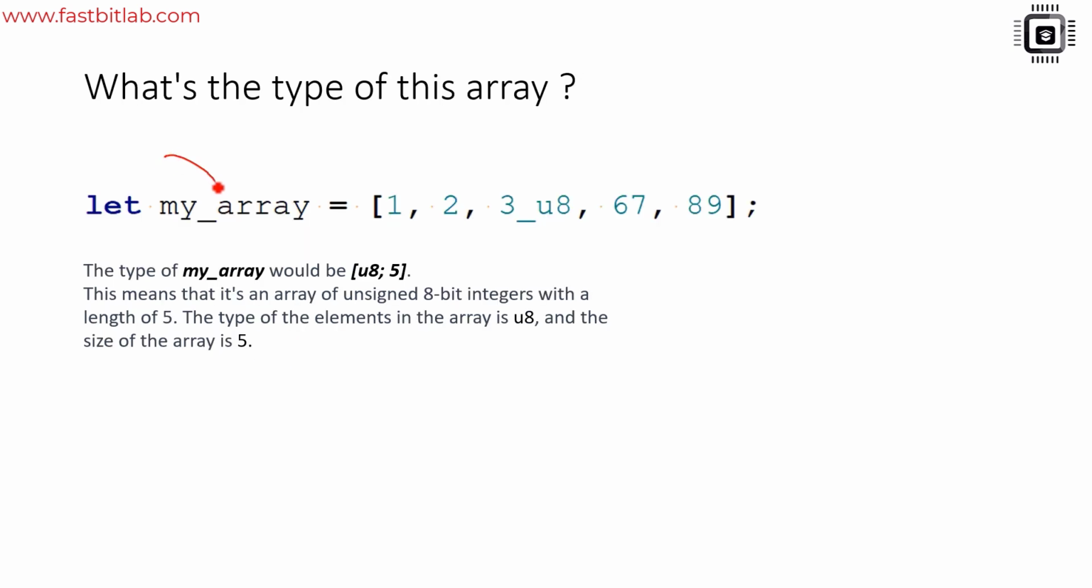What's the type of this array? Here you can see that the type is not mentioned, but the compiler can infer the type of this array by looking at the right hand side. And here you can see that one of the elements in this array is of type u8. So this is suffixed with u8. Hence all these elements are of type u8, because an array is actually a collection of items of the same data type. Hence the type of this array will be u8 semicolon 5.